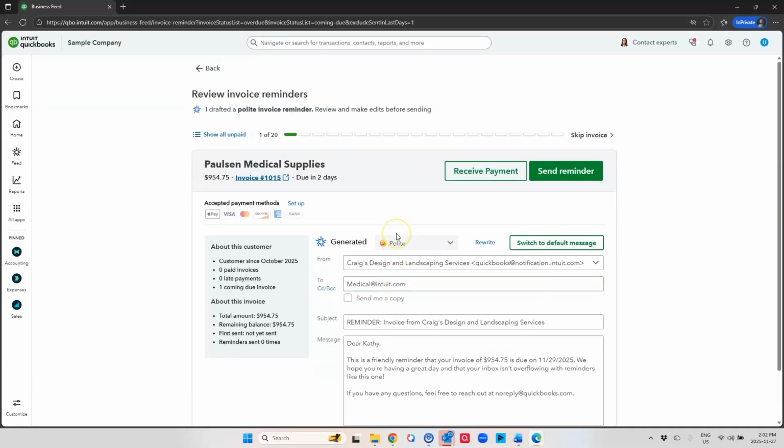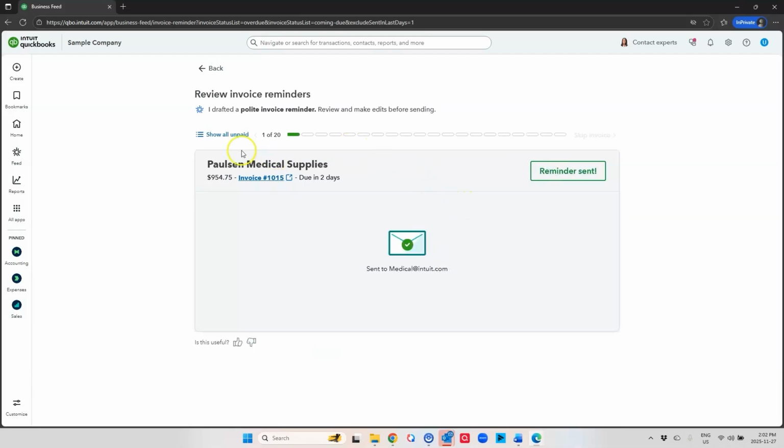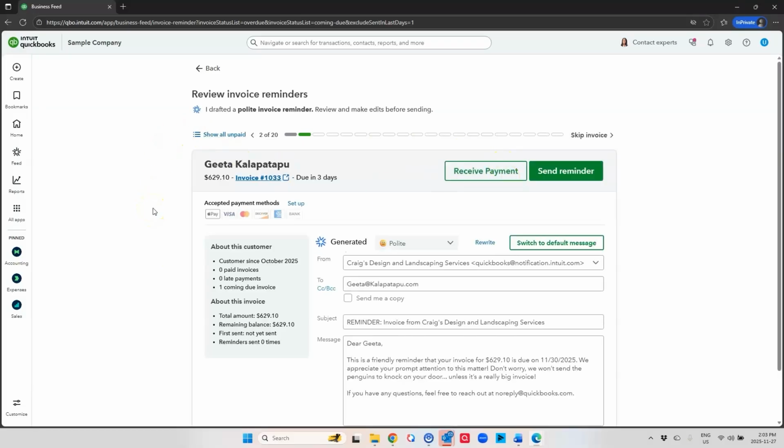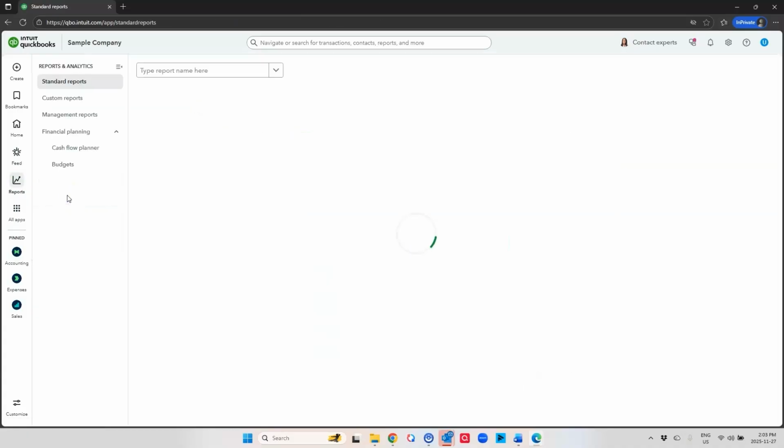So I guess we could just hit send the reminder to Paulson Medical Supplies, and let's see if it takes us on to the next one. Okay, well, this is really interesting and not quite where I was expecting to go with this. So I'm going to pop out and grab a report, which was where I would normally go.